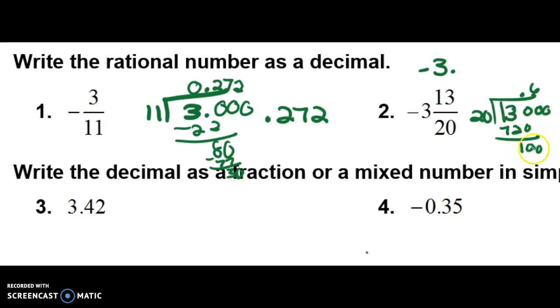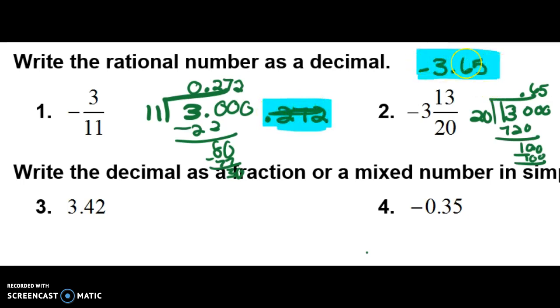20 goes into 100 5 times. And that is exactly 100, so we can stop there. So then our answer would be -3.65. And I'll highlight both of these so that you can actually see them.